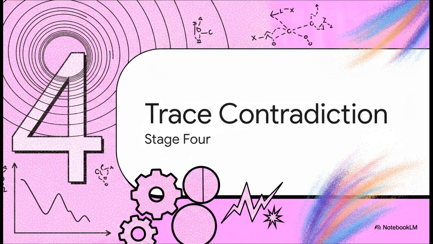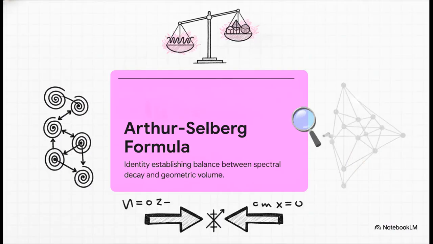Stage 4. Trace formula contradiction. That exponential decay we just talked about sets up the ultimate mathematical showdown, where we pit spectral limits directly against geometric limits. To do this, we bring in a true heavy hitter, the Arthur-Selberg trace formula. This is a master equation, and it forms the entire battleground for our final proof by contradiction. It demands a perfect, unwavering balance between two completely distinct ways of measuring the system.